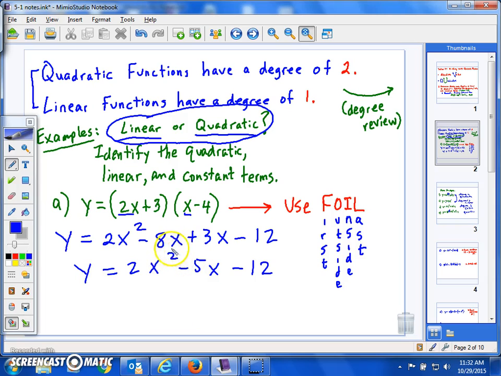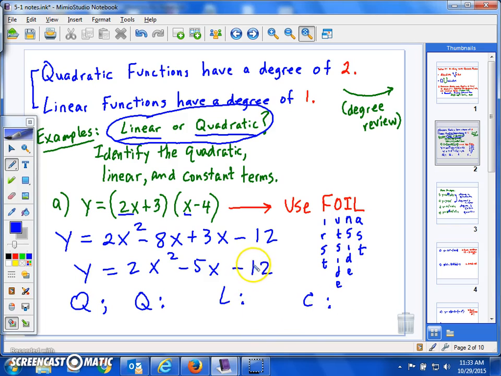Quadratic. The highest exponent for x is 2. So it's okay with me if you just abbreviate. This is quadratic. Now I'm going to go to the next part of the answer, which is to identify the quadratic, the linear, and the constant terms.